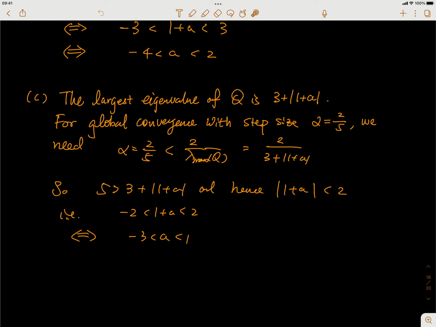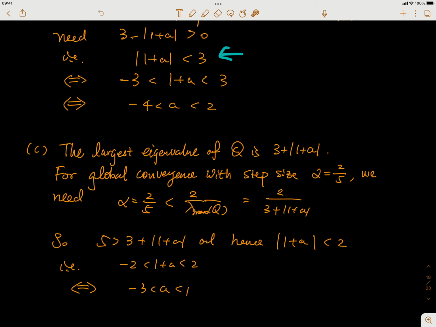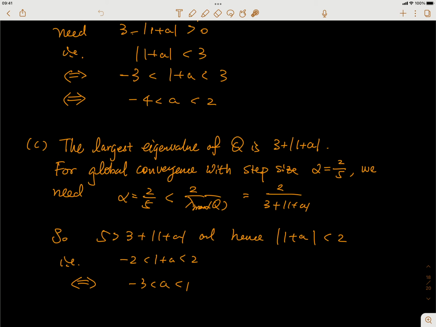By the way, I think I didn't mention here either, but you know how to solve this. It's just if the absolute value of 1 plus a is less than 3, that means 1 plus a should be between negative 3 and 3. And then you subtract 1 on both sides. You get that. Okay, same thing for here. Same thing for here. And you can easily get that. So that's the range for a, so that the fixed step gradient method with the step size 2/5 can guarantee a global convergence.